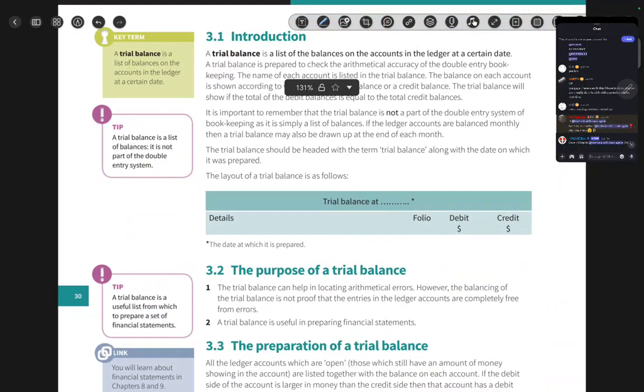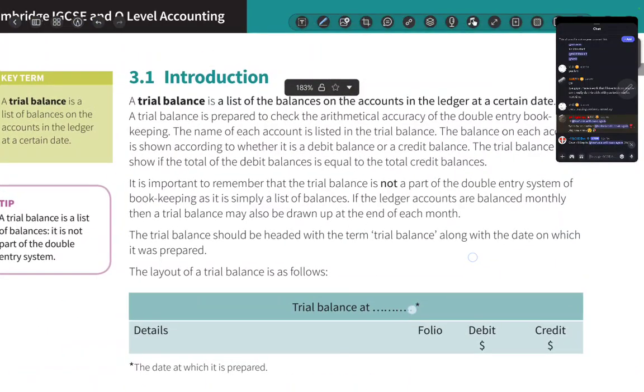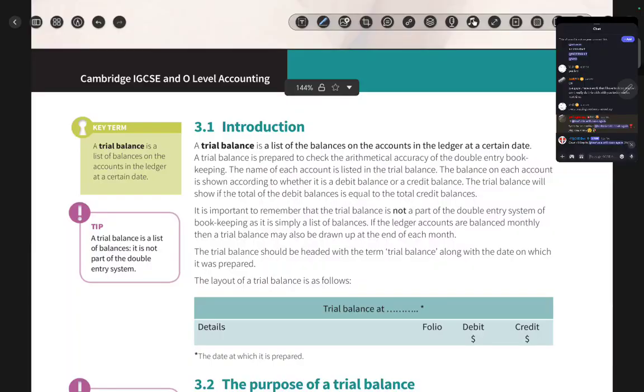A trial balance is a list of balances on the accounts in the ledger at a certain date. Makes absolutely no sense, but it will in a bit of time. A list of the balances on the accounts in the ledger at a certain date. A trial balance is prepared to check the arithmetical accuracy of the double entry bookkeeping. Now this statement, just memorize it, okay?